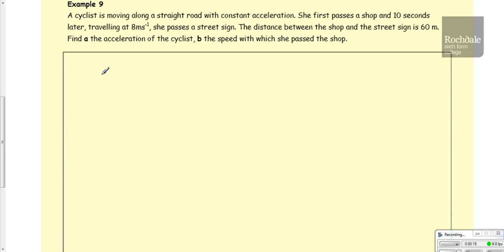So first of all, she passes a shop. We don't know what that starting velocity was, but we know that 10 seconds later, she's travelling at 8 metres per second. So that's our final velocity. And we know that the distance between those two is 60 metres. First thing we need to do is find the acceleration.